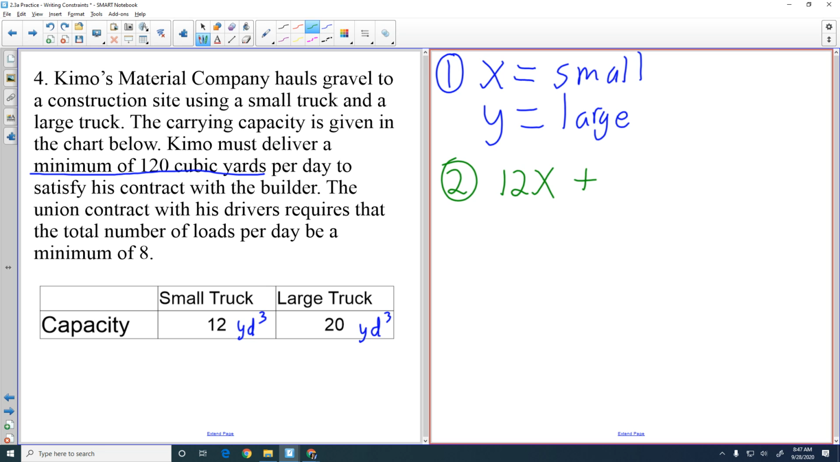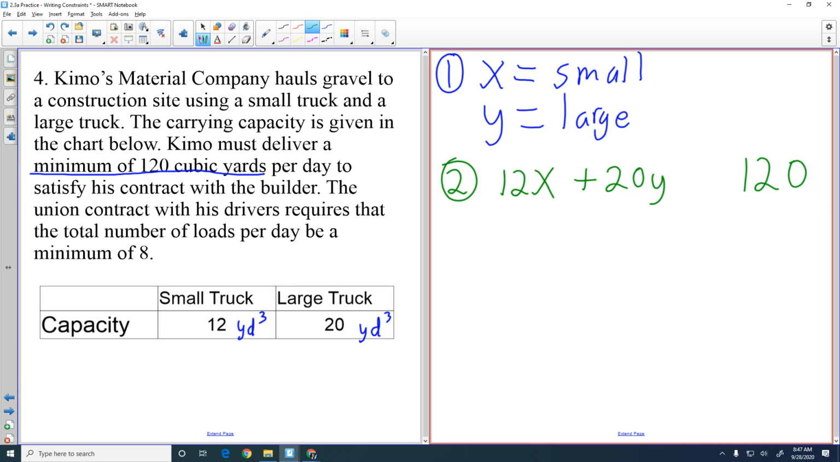What are we going to add to that? What should that next term look like, do you think? 20y, perfect. Plus 20 cubic yards for every large truckload, 20y. And when I add those up, we're comparing it to this 120 cubic yards. And it says he has to deliver a minimum of 120 cubic yards. So which inequality do we use here? A greater than or a less than? What is it? Greater than.